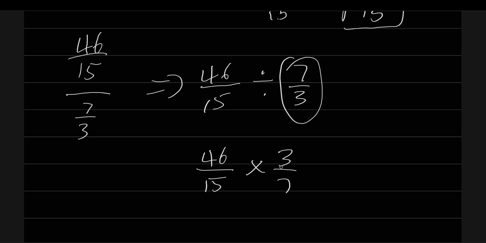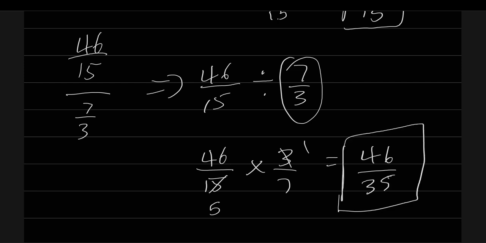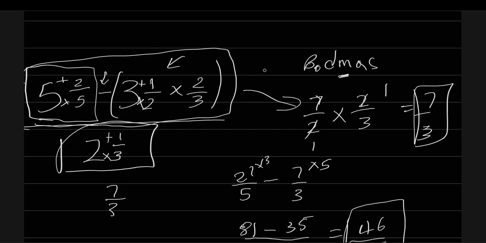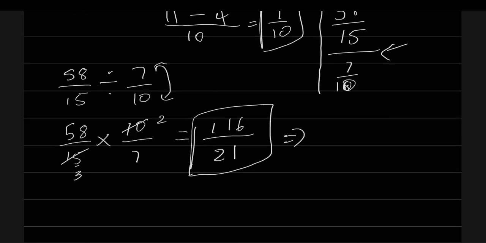Obviously, we can simplify this. 3 into 3 is 1, and 3 into 15 will be 5. And this will be 46 times 1, which is 46. 5 times 7 will be 35. And that is how you work out that question there. That is how you simplify this here. So you're basically working on the top and then you divide it by the answer at the bottom. And that is it, folks.